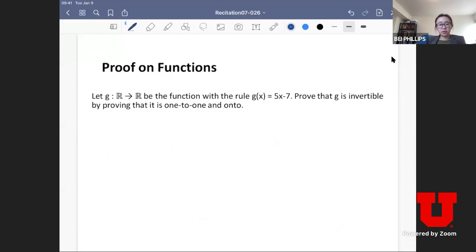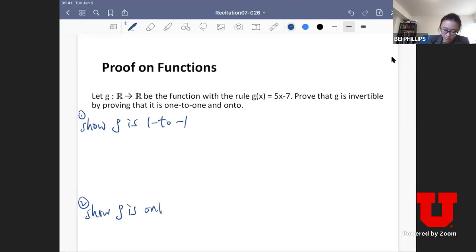I want to prove this function is invertible. To prove something is invertible, it has to be both one-to-one and onto. So basically, the idea is simple. The first step is to show it's one-to-one. The second step is to show it's onto. Okay? Do I have a volunteer to show it's one-to-one? Remember, the definition of one-to-one is you start with a pair who has the same function value and show this pair equal to each other, right? Do I have a volunteer?